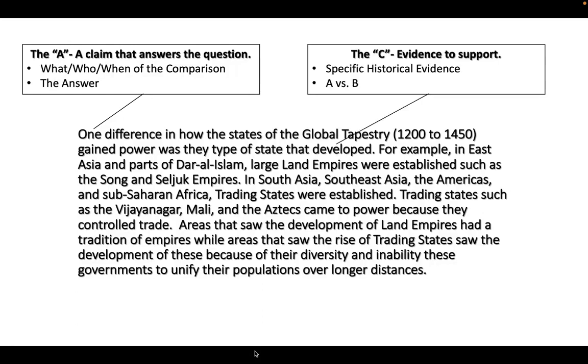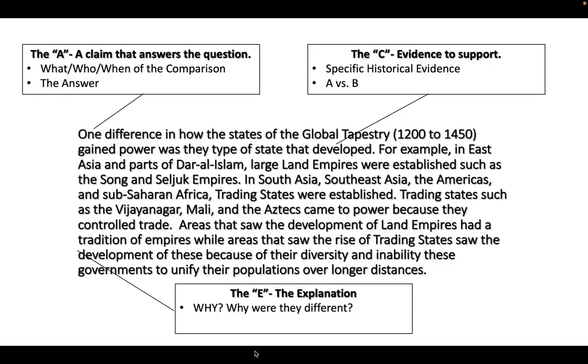Now, evidence is going to be a little bit different. Again, we require specific historical evidence. So in this C statement, we see East Asia, parts of Dar es Salaam, the Song and the Seljuk empires as your land empires, and then trading states in those areas, such as the Vienna Jager, Mali, and the Aztecs. Okay? So your strategy here is not the rule of 3. It's basically saying, on one hand, there were land empires, that would be the A, and then on the other hand, we have the B, which is trading states.